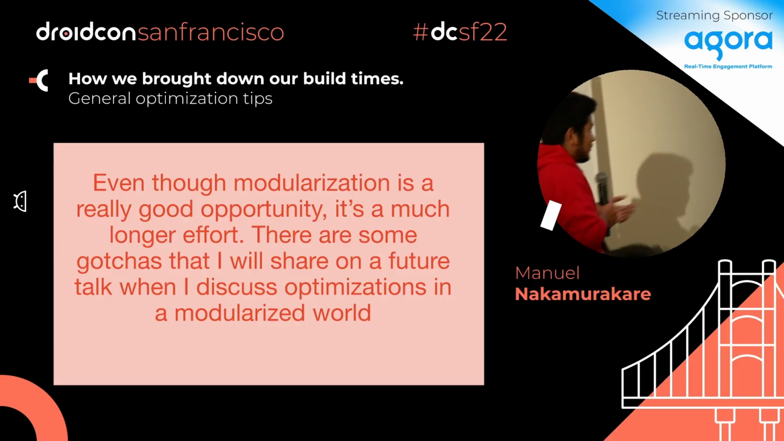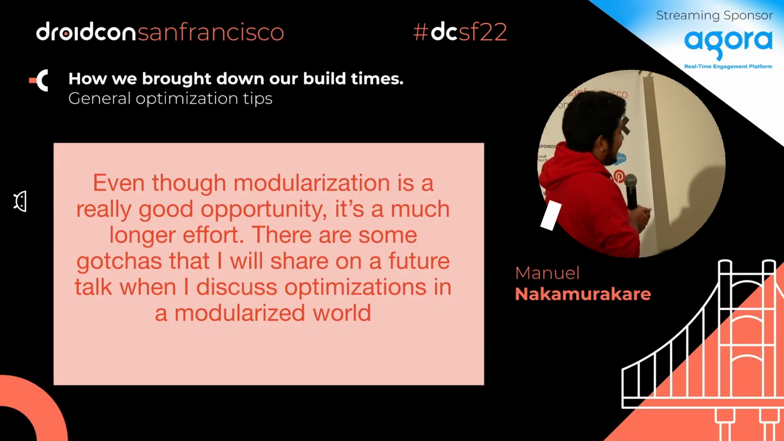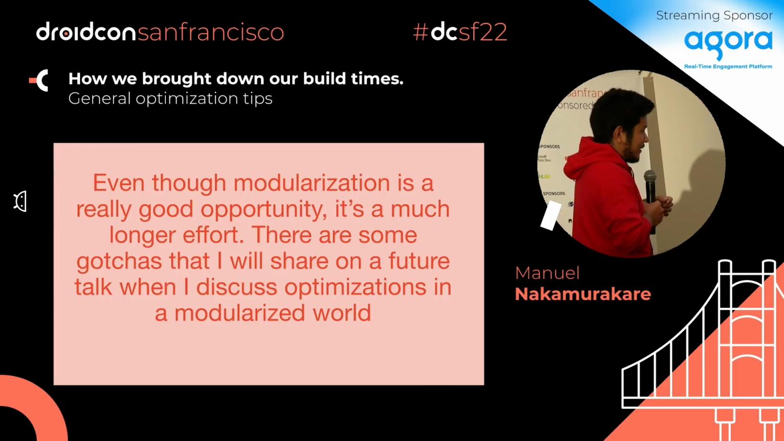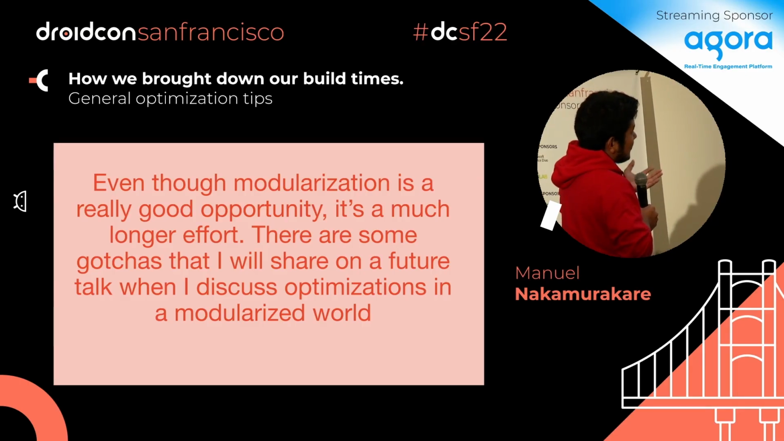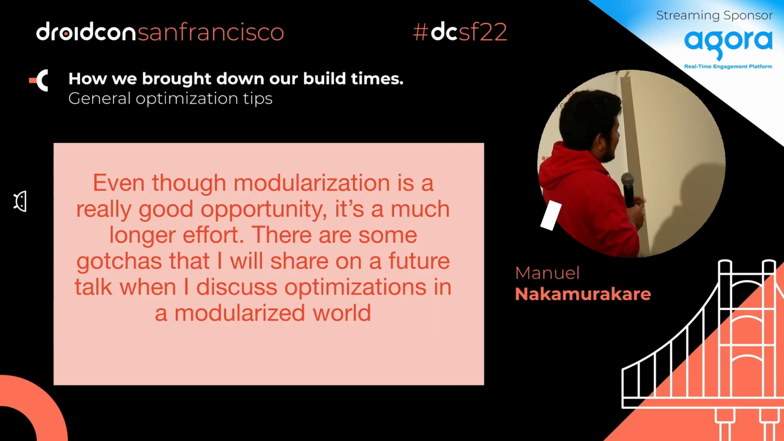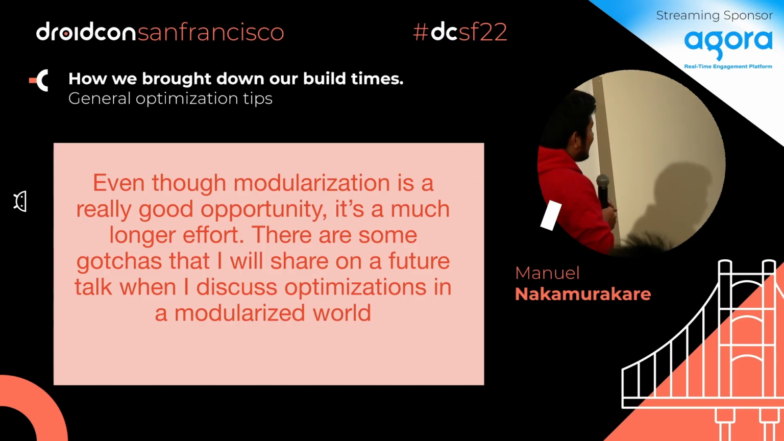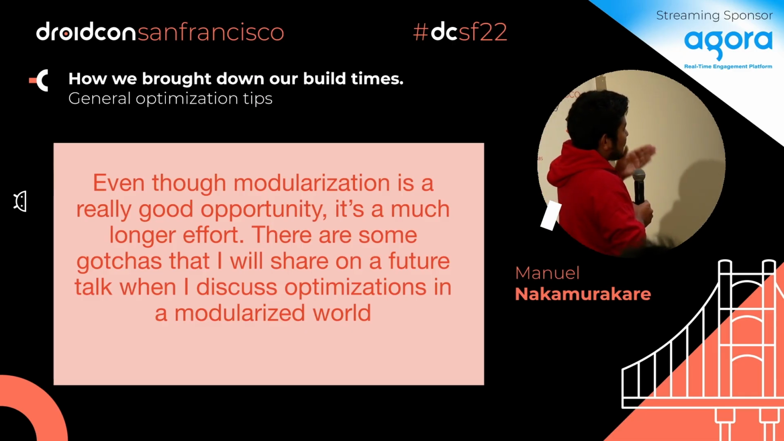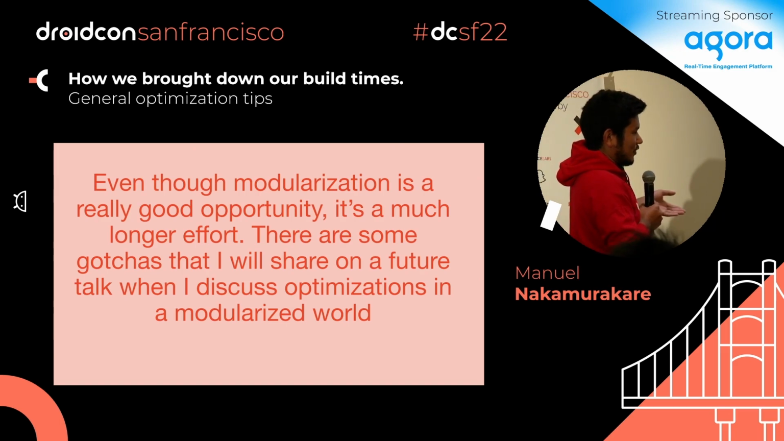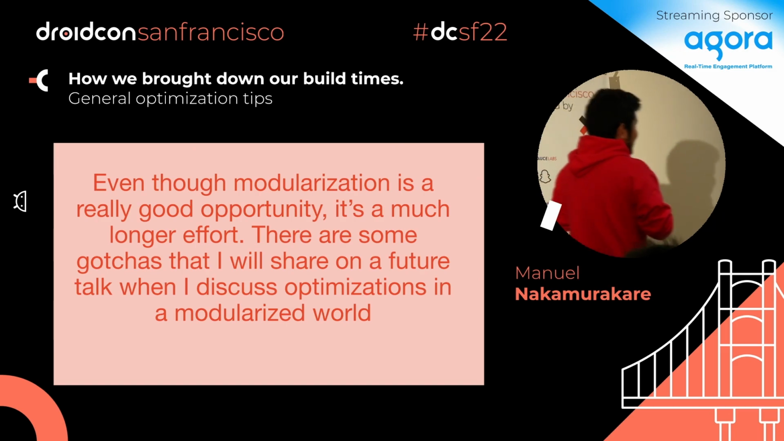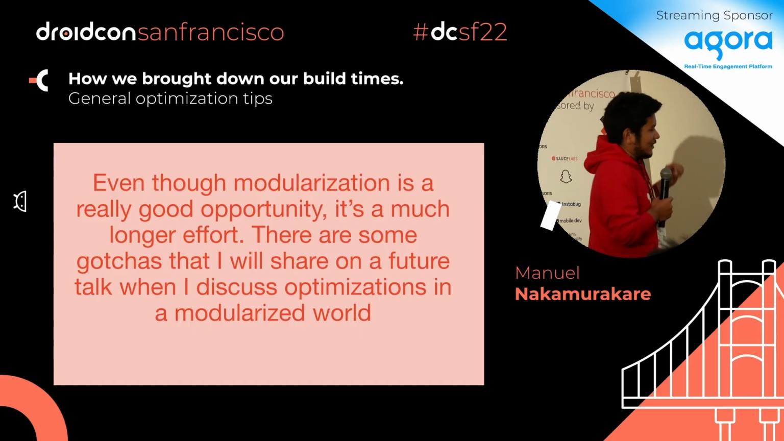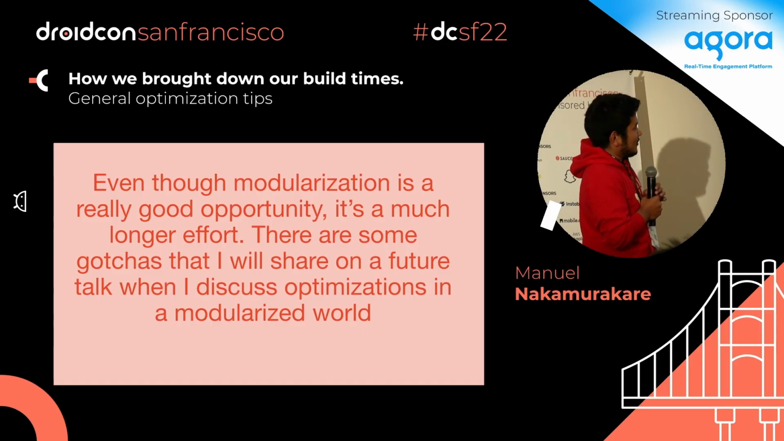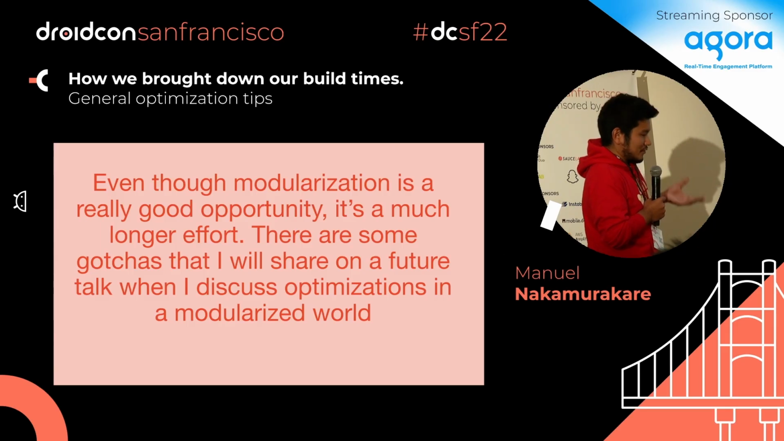But even though modularization is a really good chance, it takes a lot of effort. In our case, we started working on modularizing, I think it was before 2020, and we are still working on that. So it's still a work in progress. And I also wanted to say that during this road of modularization, we've also found some gotchas that I plan to share, not today because I have other things, but in a future talk, where I will share optimizations in a modularized world.